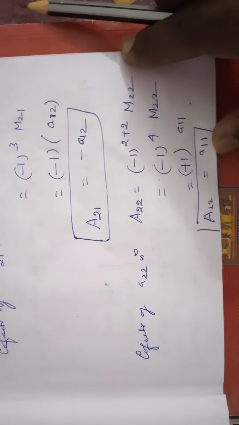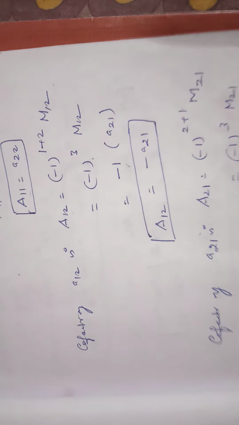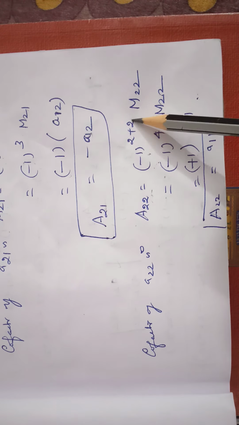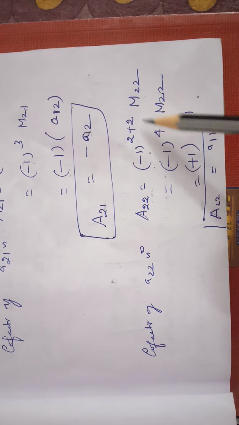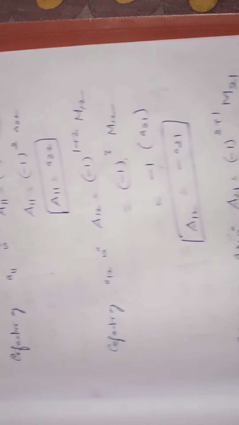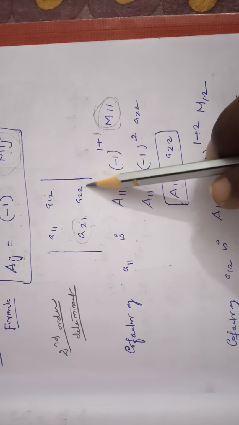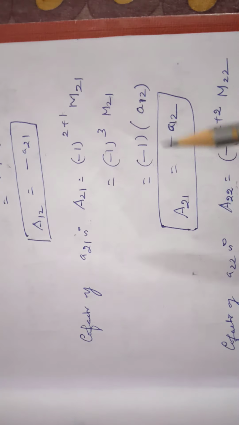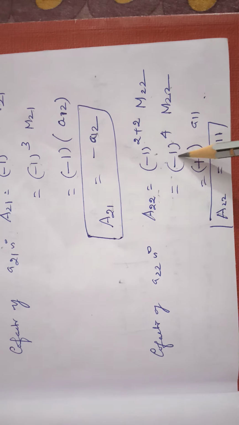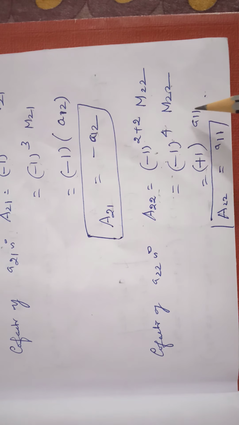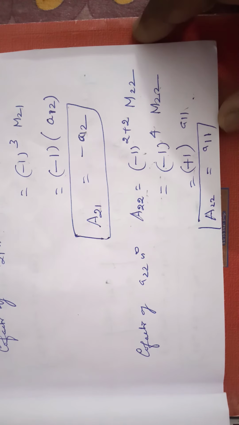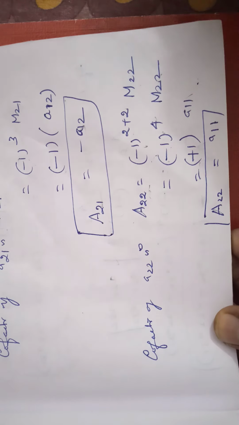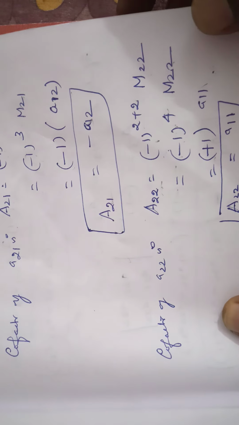Last one is the cofactor of A22. We apply the formula with i equal to 2, j equal to 2: minus 1 power 2 plus 2, M22. So minus 1 power 4. M22 is the minor of second row, second column, which is A11. Minus 1 power 4 is plus 1 into A11. So the result is A22 equals A11. So this is the cofactor of the second order determinant.